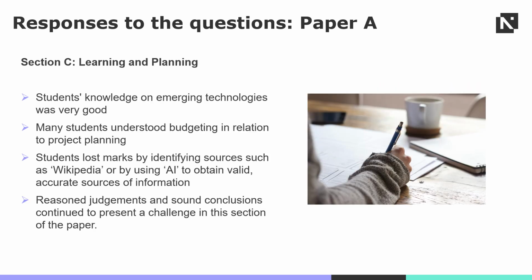And then in section C of paper A, students' knowledge on emerging technologies was very good, and many students understood budgeting in relation to the principles of project planning. However, on question 22, marks were lost when unrelated principles were identified. When asked to identify valid and accurate sources of information on question 23, some students lost marks by identifying sources such as Wikipedia. As in earlier sections, reasoned judgments and sound conclusions continue to present a challenge in this section of the paper.